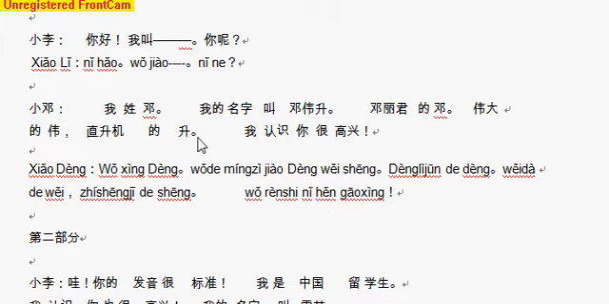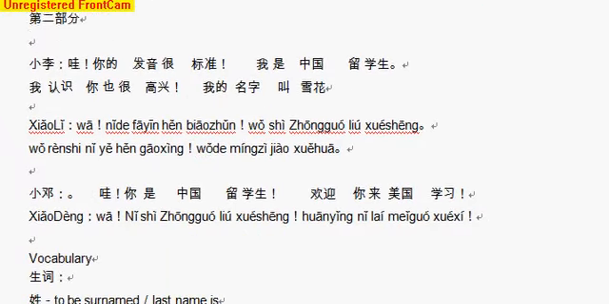So let's just pay attention to the beginning. 我姓邓，我的名字叫邓伟生. And the last part, 我认识你很高兴. He's saying, it's very nice to meet you. If you translate it to English, it goes like this. I know you, very happy. You can see the differences in the grammar. Now, let's move on to the second part of the dialogue.